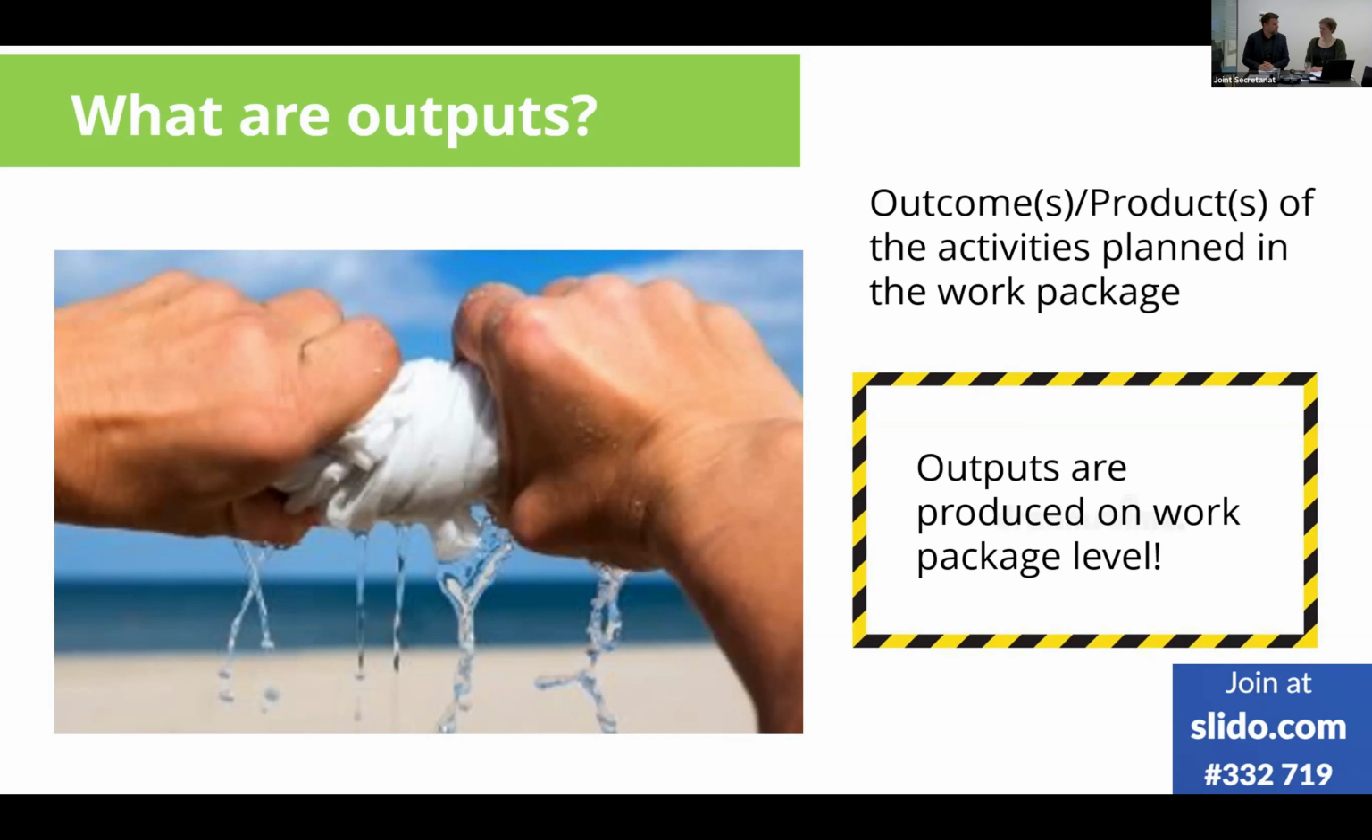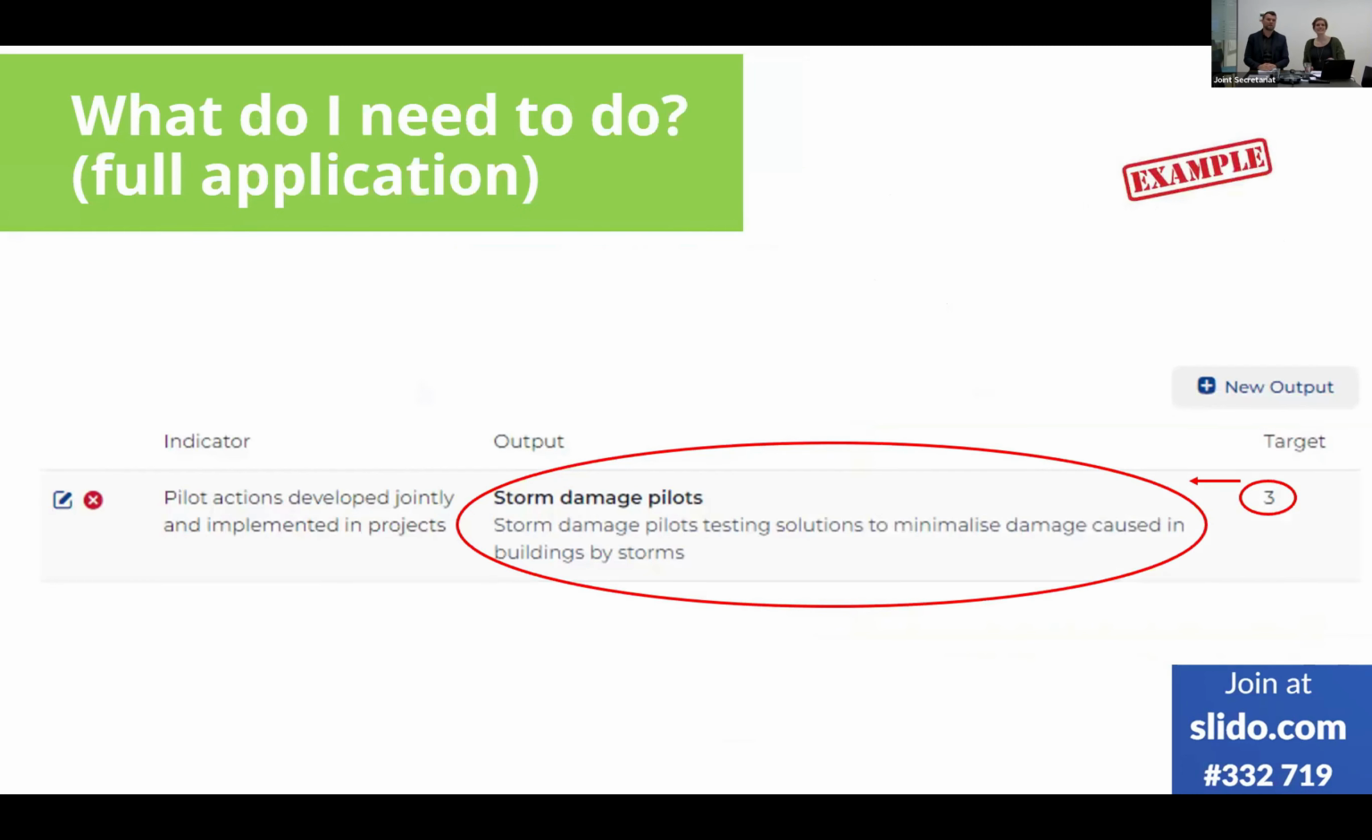This is about the outputs. Let's see how it looks in the OMS. Yes, on the next slide, it's again our example. You have mentioned there's the possibility to choose between 2 different output indicators. This is now an example where we are using the output indicator pilot actions developed jointly and implemented in projects. So this is what we have chosen from the drop-down menu.